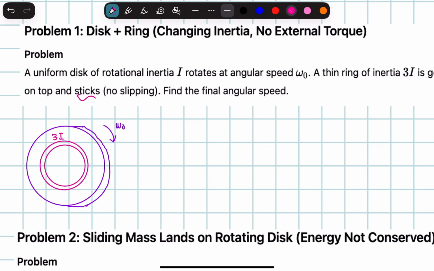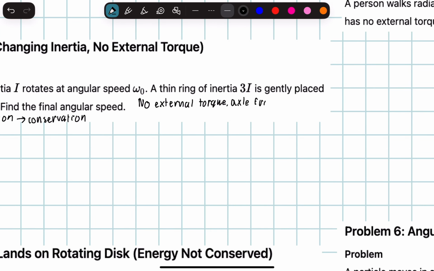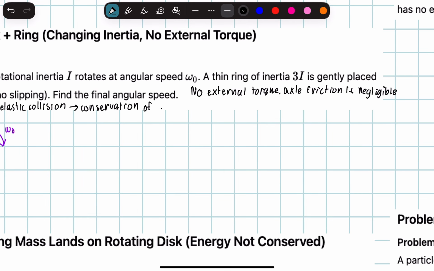So if it sticks, that means it's a perfectly inelastic collision. That means you have conservation that we can use. Now let's check for external torque. There is no external torque, because the axle friction is negligible, and so that means we have conservation of angular momentum.